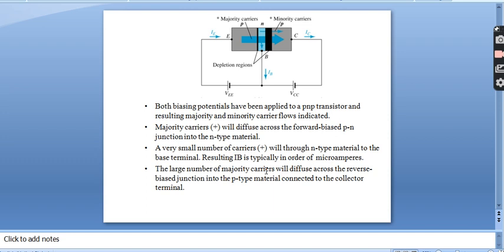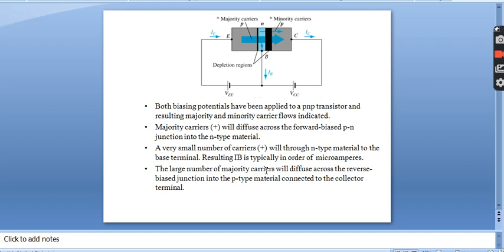So these holes are diffused from emitter to the collector via base. That means these holes are moving from emitter to the collector via base. So the majority carriers will diffuse into the collector region. The minority carriers will be recombined in the base region. In this base region, only a small amount of the carriers will be recombined, which constitutes the current that is equal to the IB current.